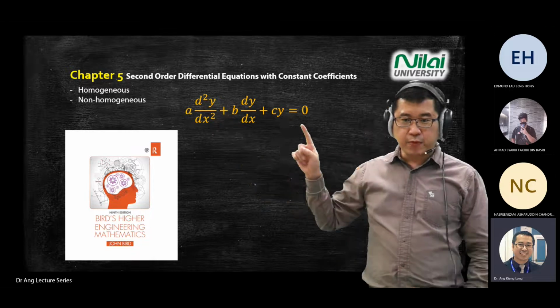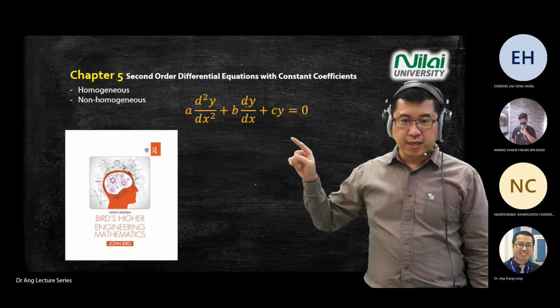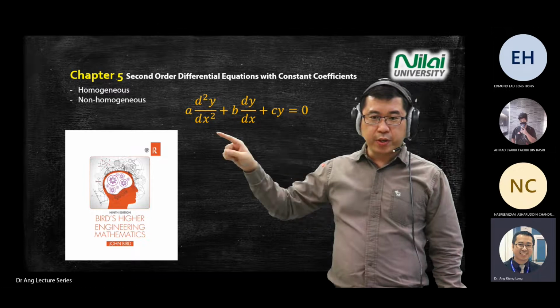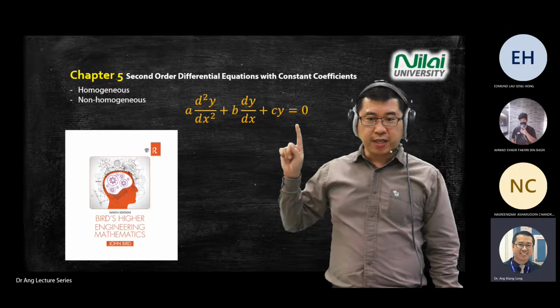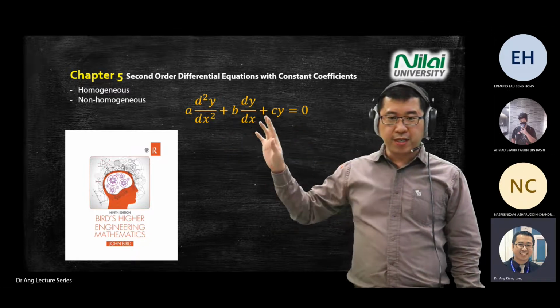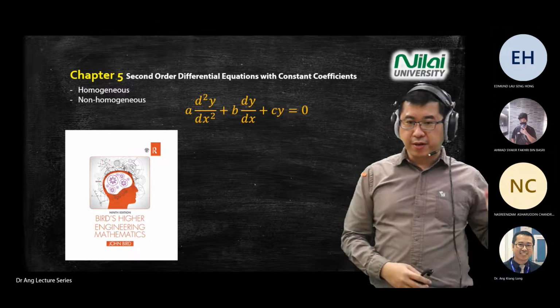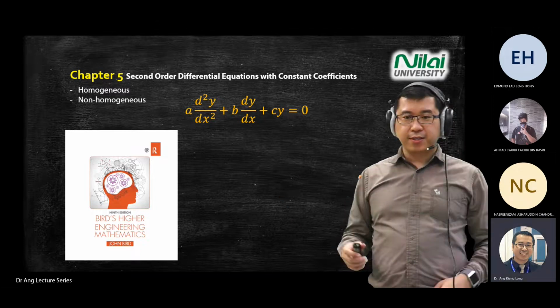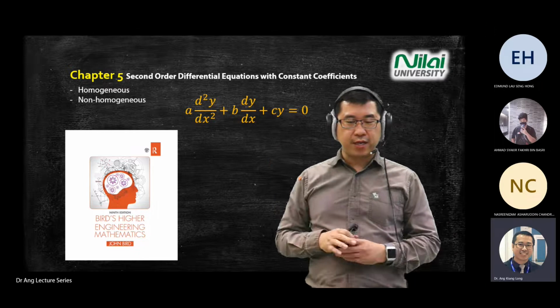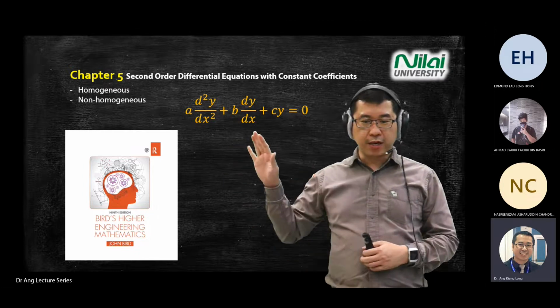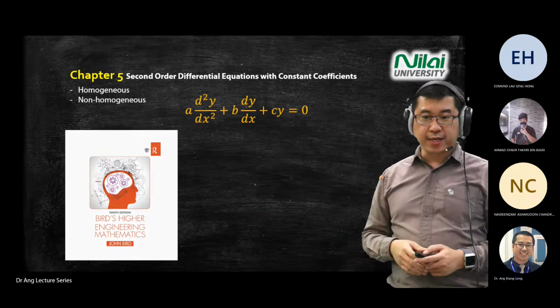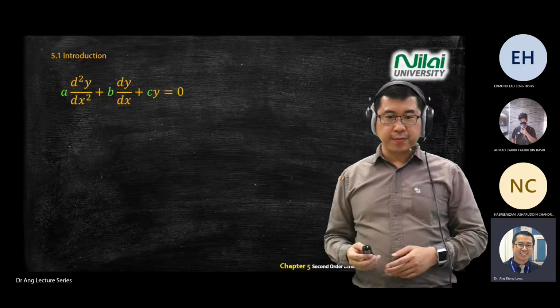And when you can rewrite the whole equation as equal to 0, it means it's a homogeneous equation. Okay? So these are the patterns of equations that I want you to try to recognize.